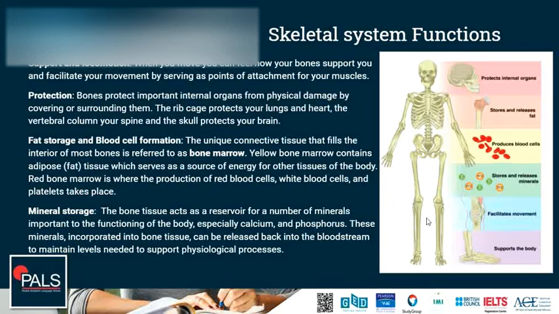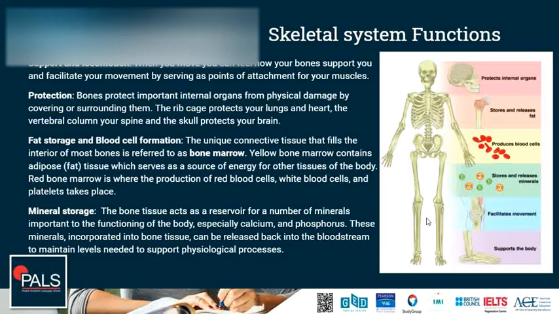Another function is fat storage and blood cell formation. There is a unique connective tissue that fills the interior of many bones, and it's referred to as the bone marrow. There are two types of bone marrow: yellow bone marrow, which contains fat tissue, which serves as a source of energy storage. Red bone marrow is where the production of red blood cells, white blood cells, and blood platelets takes place.